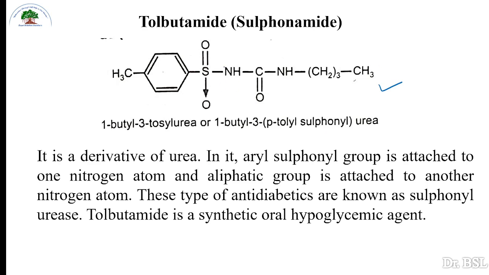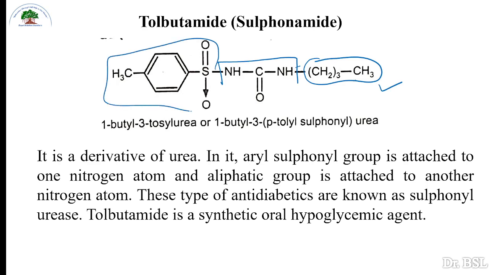The structure of urea, so this one, if we see NH2 C double bond O NH2, here one H is replaced by this group and another H is replaced by this group. That means it is a derivative of urea. In it, aryl sulfonyl group is attached to one nitrogen atom and aliphatic group is attached to another nitrogen atom. These type of antidiabetics are known as sulfonylureas. Tolbutamide is a synthetic oral hypoglycemic agent.